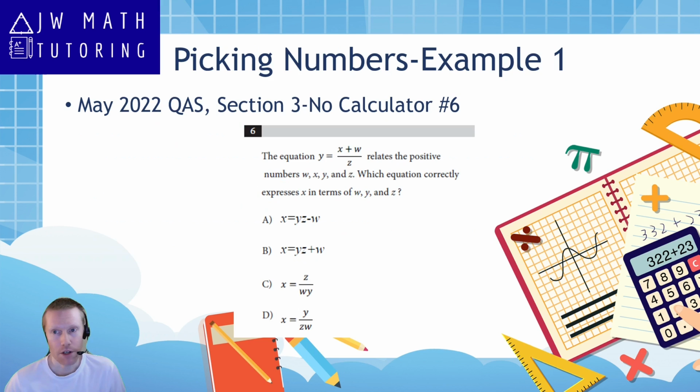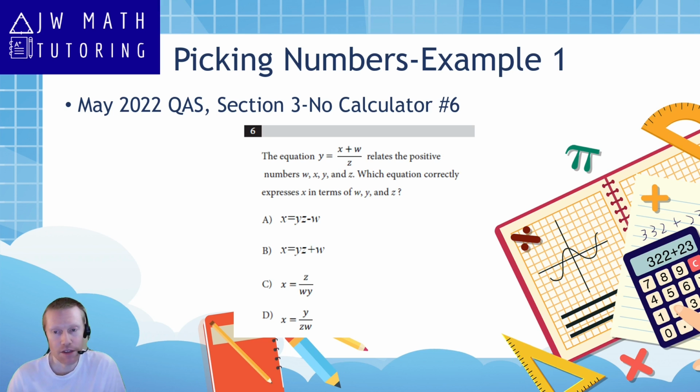All right, so now we're going to take a look at some example problems. This first one is from the May 2022 QAS, from section 3, the no calculator section. It's problem number 6. Here you're given a basic formula, y equals x plus w over z, and they want to know what this formula is equal to if you solve it for x.